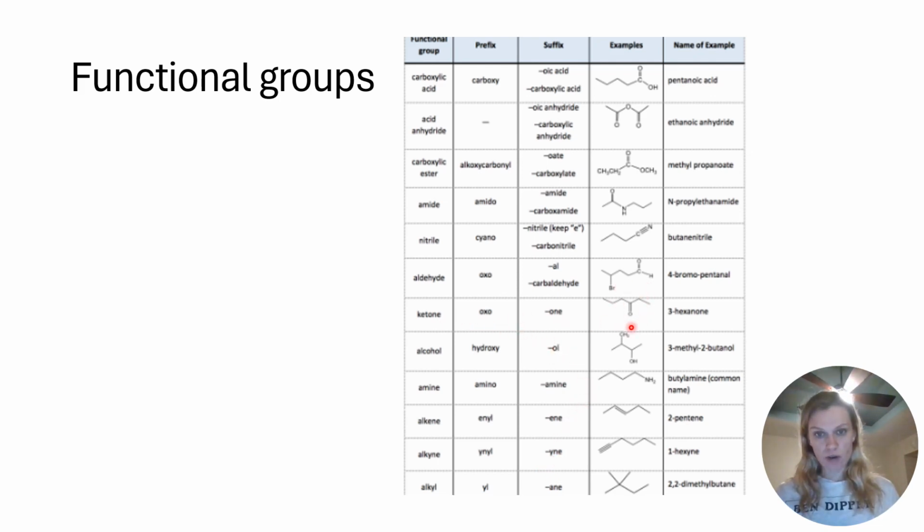So you see this right there in the circle I'm going around here. It's showing the O double bonded to the carbon and the two branching carbons there. That's going to be "one." So O-N-E is going to be the ending for that. So really make sure you're looking up your functional groups when you're naming.